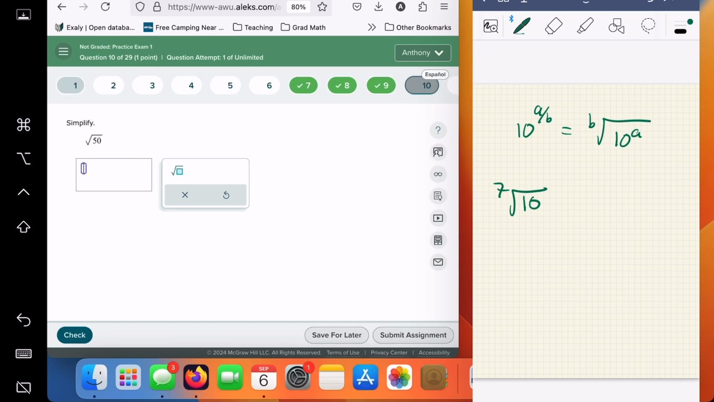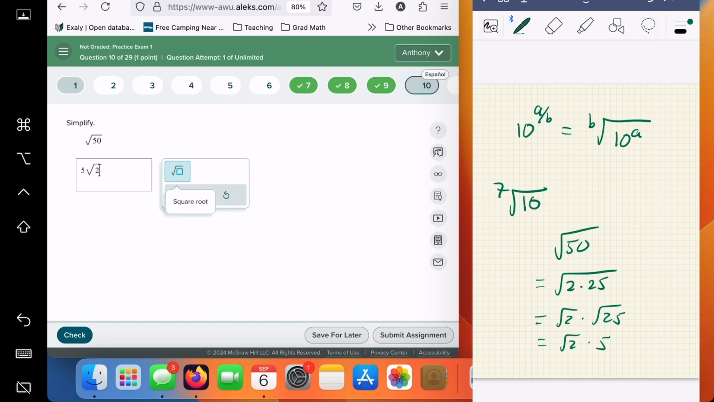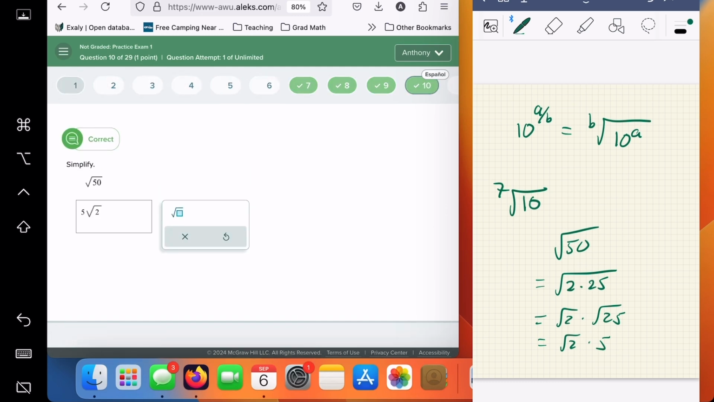All right, sweet. Can I scroll this over? Maybe not. Okay, simplify. Well, root 50 is the same thing as root 2 times 25, and that's the same thing as root 2 times root 25, and that's the same thing as root 2 times 5. But we tend to write it as 5 root 2, not that it really matters. And I'm curious, if I type SQRT, oh, it doesn't like it. It doesn't like any of that. Okay, fine. We'll just do that. Great. Check. There we go. Continue.